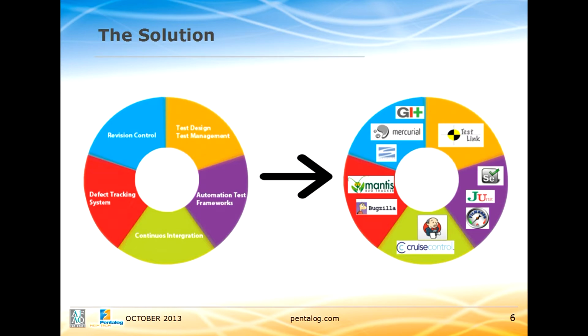And for the automation test framework, I picked three frameworks here. One is JUnit, for Java unit testing. Selenium is for web application testing, and Fitnesse is for automation acceptance testing. For continuous integration, Jenkins and CruiseControl are two popular tools now. And for the defect tracking system, I picked Mantis and Bugzilla.